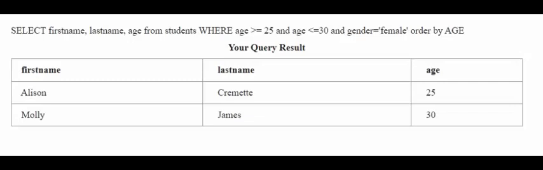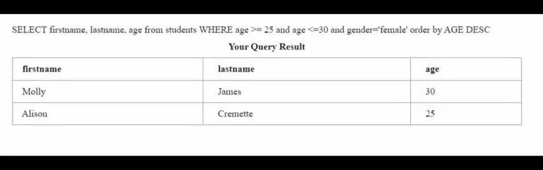You can change sorting to descending order by adding the DESC keyword. SELECT first name, last name, age FROM students WHERE age greater than or equal to 25 AND age less than or equal to 30 AND gender equals female ORDER BY age DESC. Now the 30-year-old student goes first and the 25-year-old student is second.